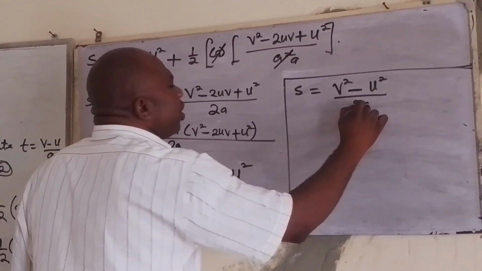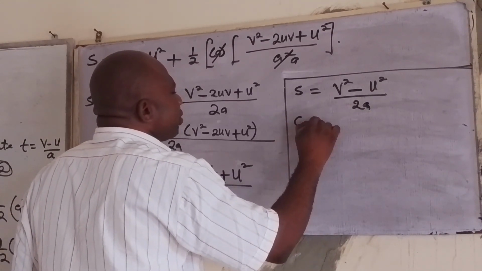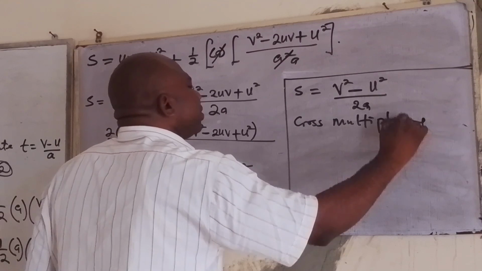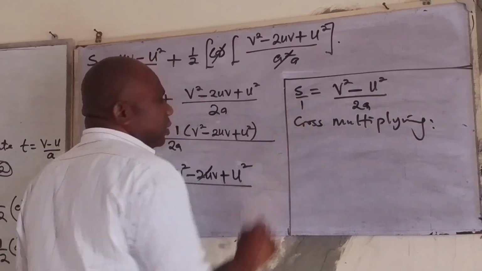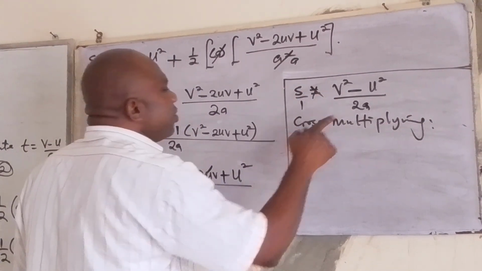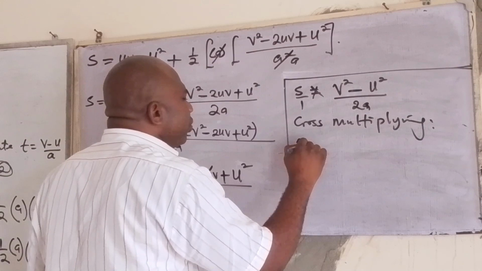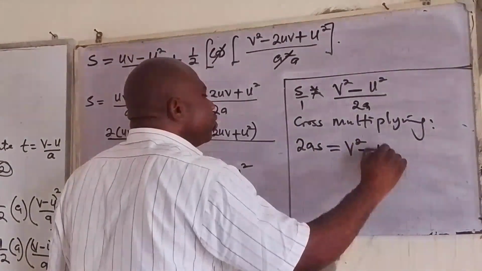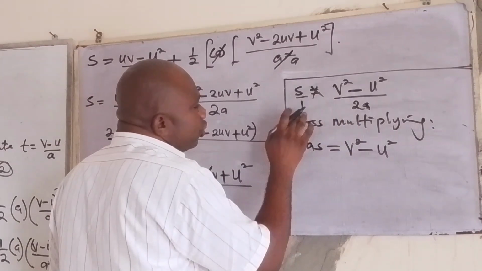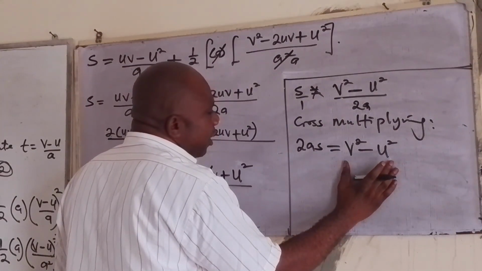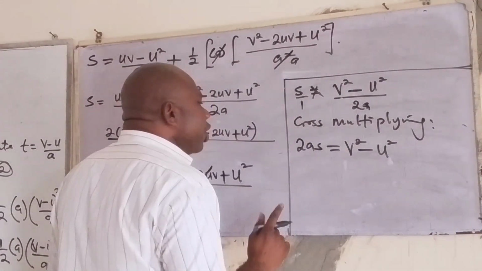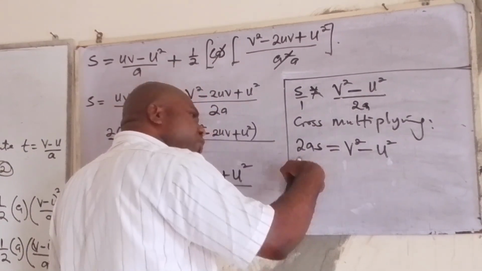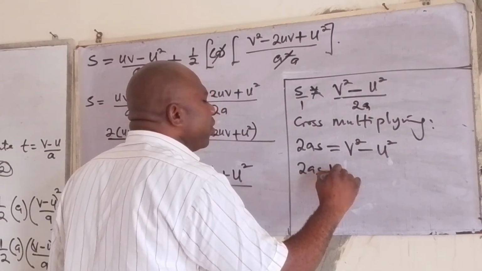Now let's cross multiply. This is all over 1. So when you cross multiply, you have 2a times s, that will give us 2as is equal to v squared minus u squared, because v squared minus u squared times 1 gives v squared minus u squared. So 2as, when you bring this minus u squared to the other side, it becomes plus u squared.